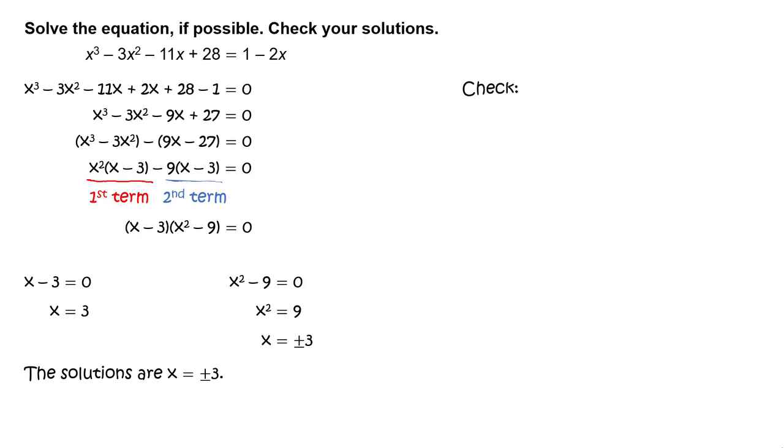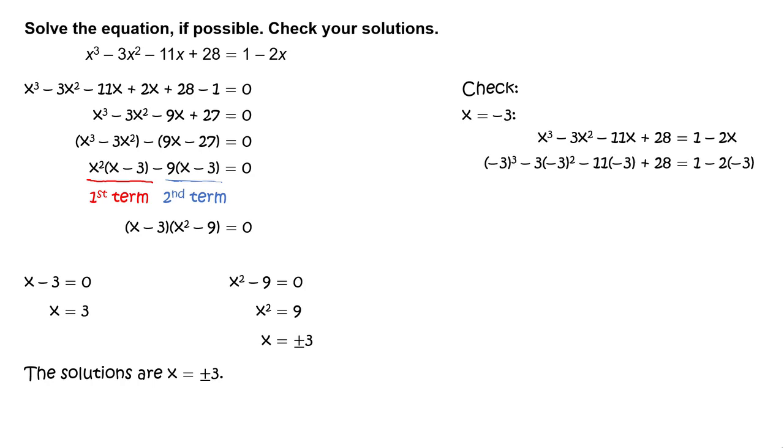To check your solution, substitute each x value into the original equation. First check x equals negative 3, and substitute negative 3 for x. Simplify, and you have 7 is equal to 7, and since this statement is true, the solution checks.